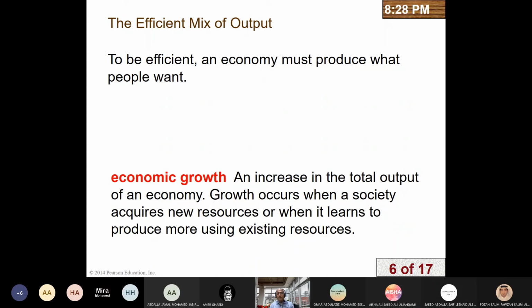Number four, by technological progress. Technological progress helps us to design machines faster and more accurate. So when Umar Abdul Aziz installs a new machine faster than the previous one, he can produce more. This is the productivity of capital. How can we increase the productivity of capital? By technological progress.